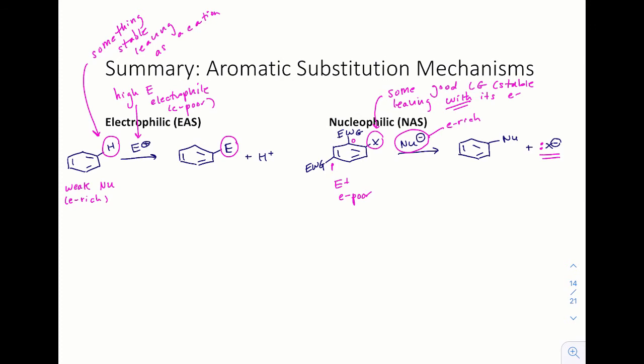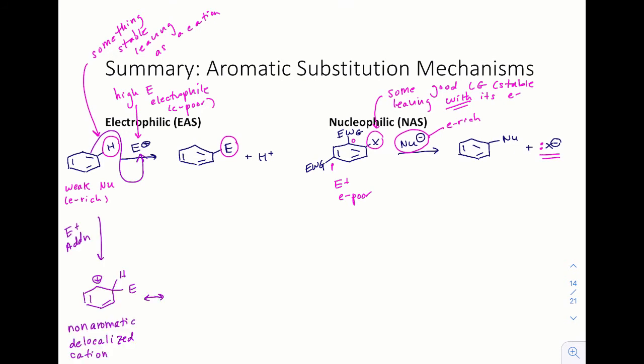All right, mechanisms: electrophilic aromatic substitution. The ring acts as a nucleophile. It donates electrons in an electrophile addition step. This high energy non-aromatic cation is stabilized by delocalization of charge.